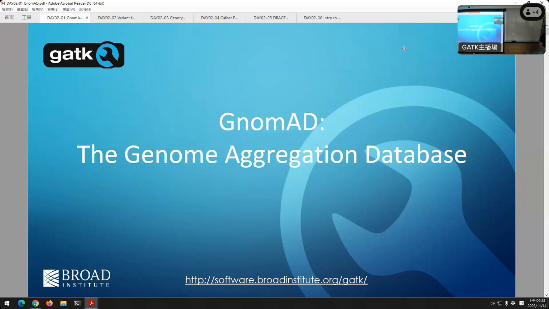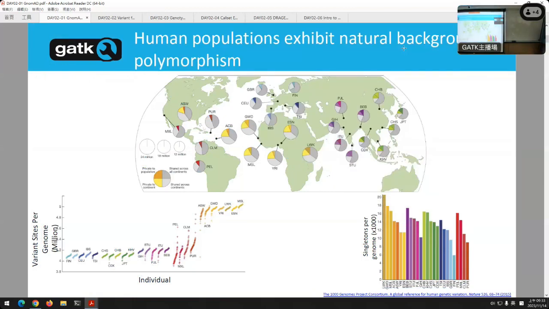Okay, so with that, I will get started talking about the genome aggregation database, and we abbreviate that as gnomAD to make it a little easier to say. So as Eric mentioned yesterday, from individual to individual, we share about 99.5 to 99.9% of our DNA sequence. So most of our DNA sequence is shared among individuals.